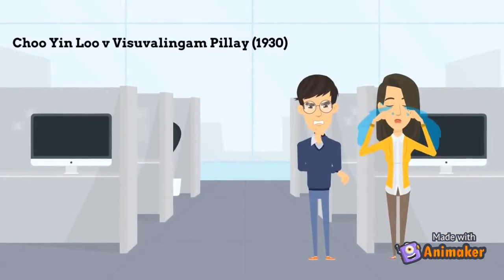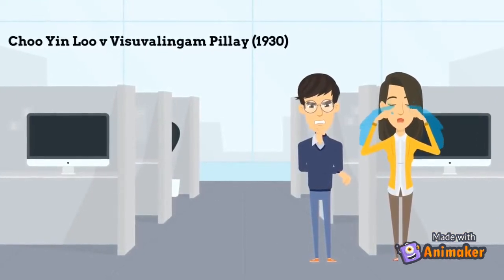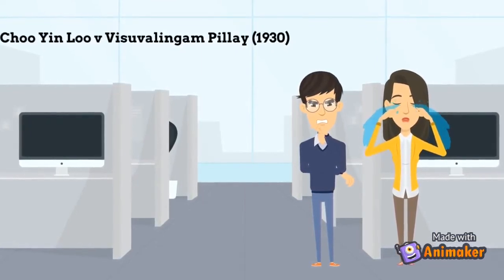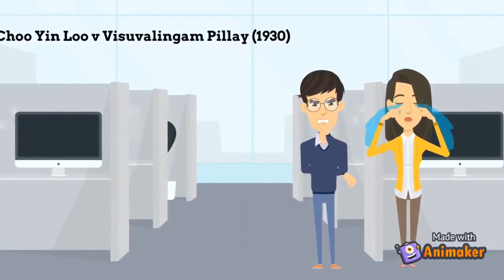For example, in Chu Yin Lu vs. Visuvalingampal, the court allows a contract to be rescinded when the employer fails to pay wages once in every 2 weeks as promised to the employee.